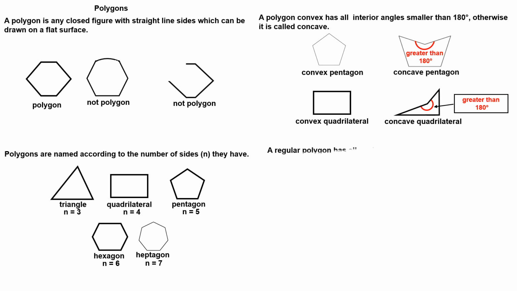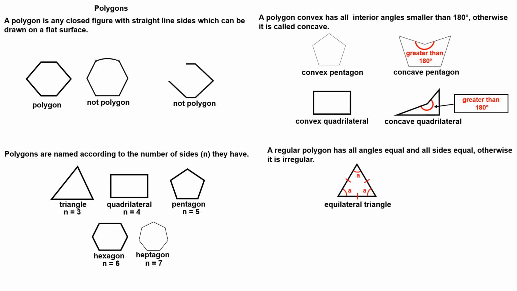A regular polygon has all angles equal and all sides equal, otherwise it is irregular. An equilateral triangle is a regular polygon. A square is a regular polygon.